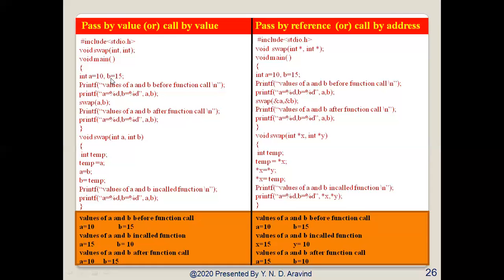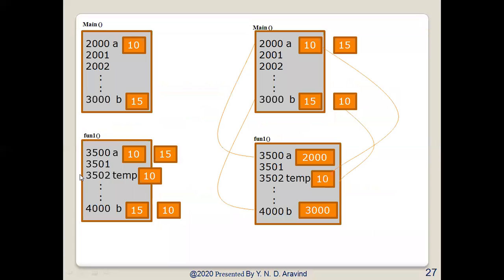Initially when I invoked the function swap, the swap will come here. So A value 10 and B value 15 is passed here. Then A value I am storing in temp, A is being stored with B value, and B is stored with the temp value. In this way, if I do swapping, ultimately the effect is going to be only in the called function, but not in the calling function.